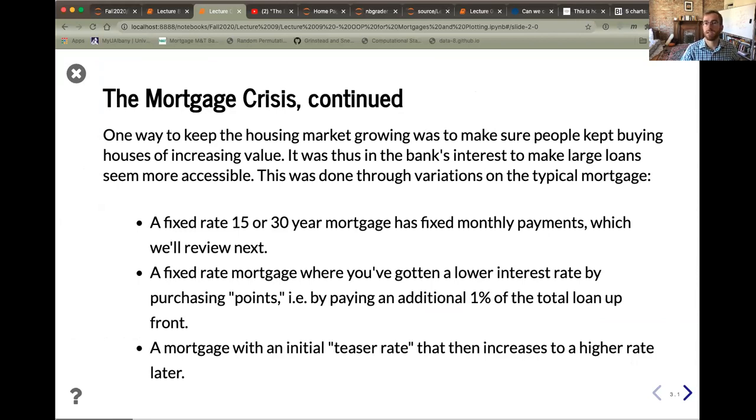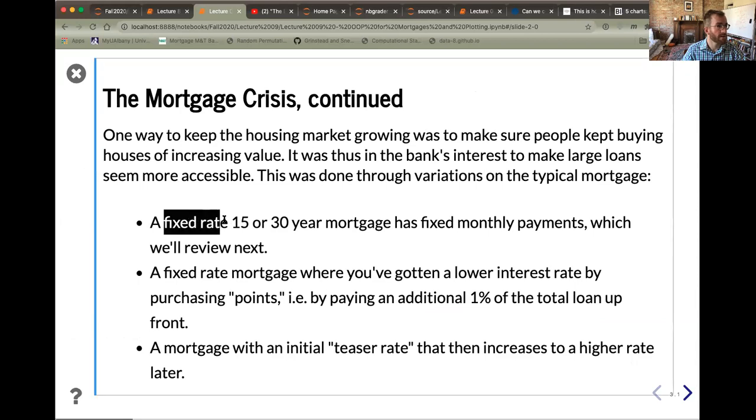Back in the 1910s or 20s, we didn't even really have mortgages that lasted longer than 5 years. It was a new concept introduced in part to help Americans build wealth. So the typical package that people buy nowadays is a fixed rate 30-year mortgage.